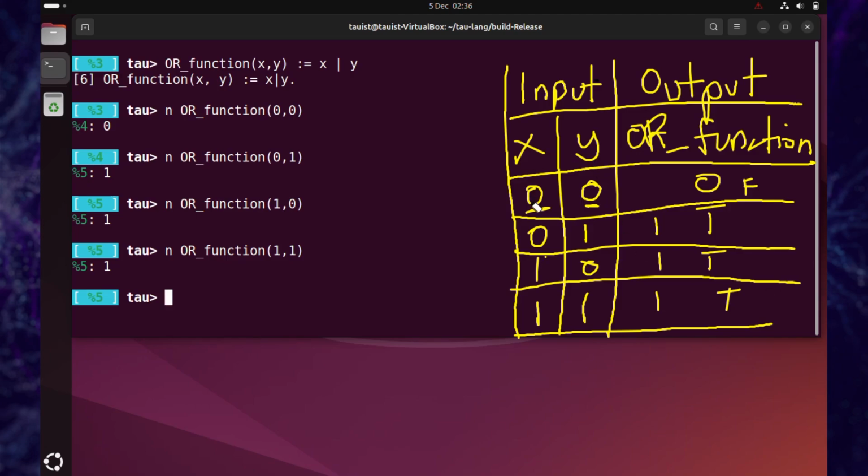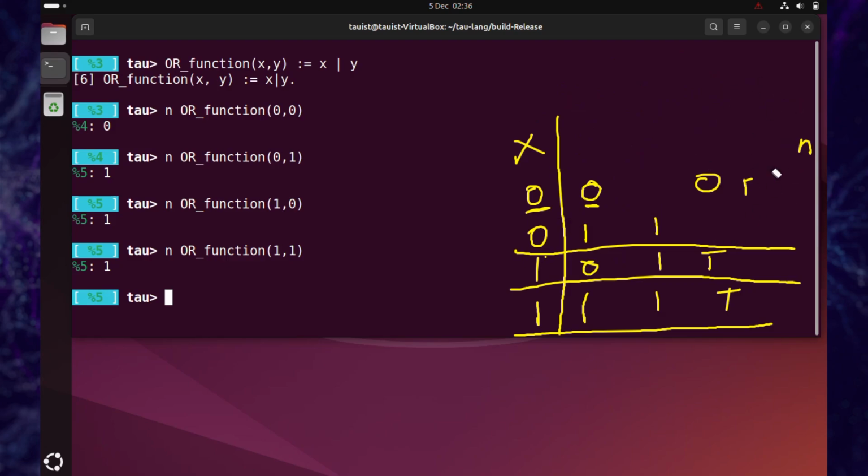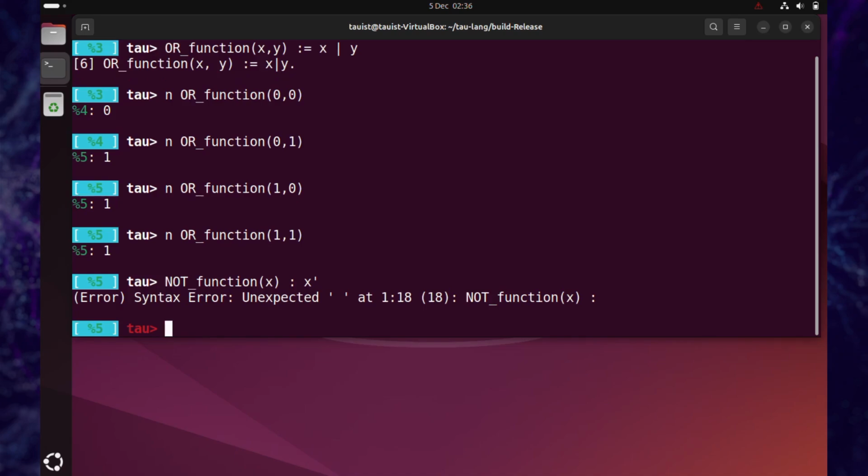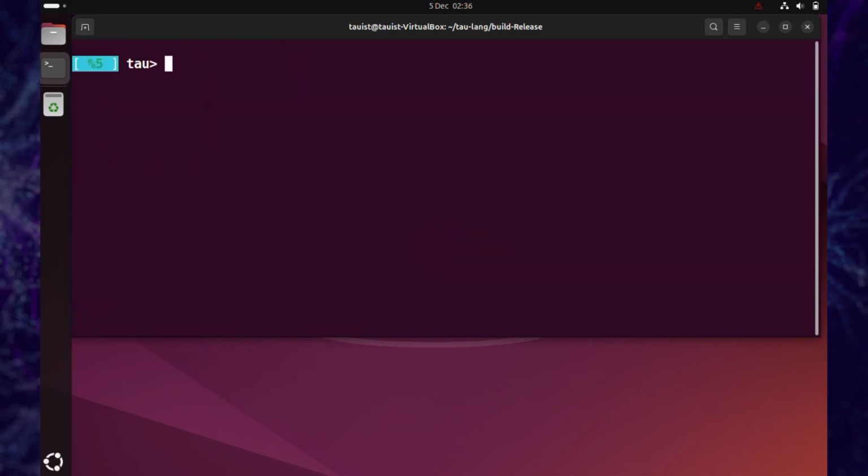Now let's go on to the negation function, or the not function, the easy one. For the not function, we only need one variable, so that is x, and then recall that the symbol to be used for not is prime. Oops, I forgot the equal sign. Okay, so clear. Let's go again.